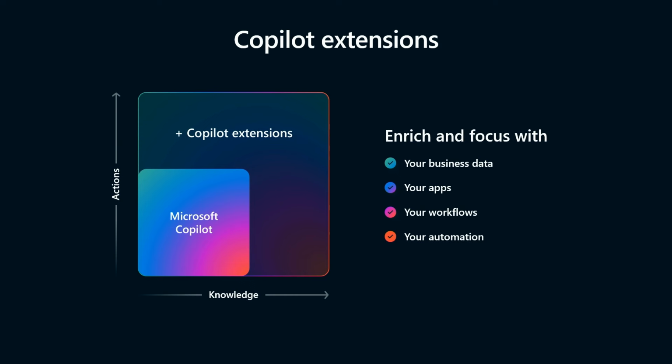And Copilot extensions have kind of 2 vectors they operate in. They operate on knowledge and they operate on actions. We're going to spend a bit of time off the jump on knowledge, and then we're going to go over to actions in just a second.